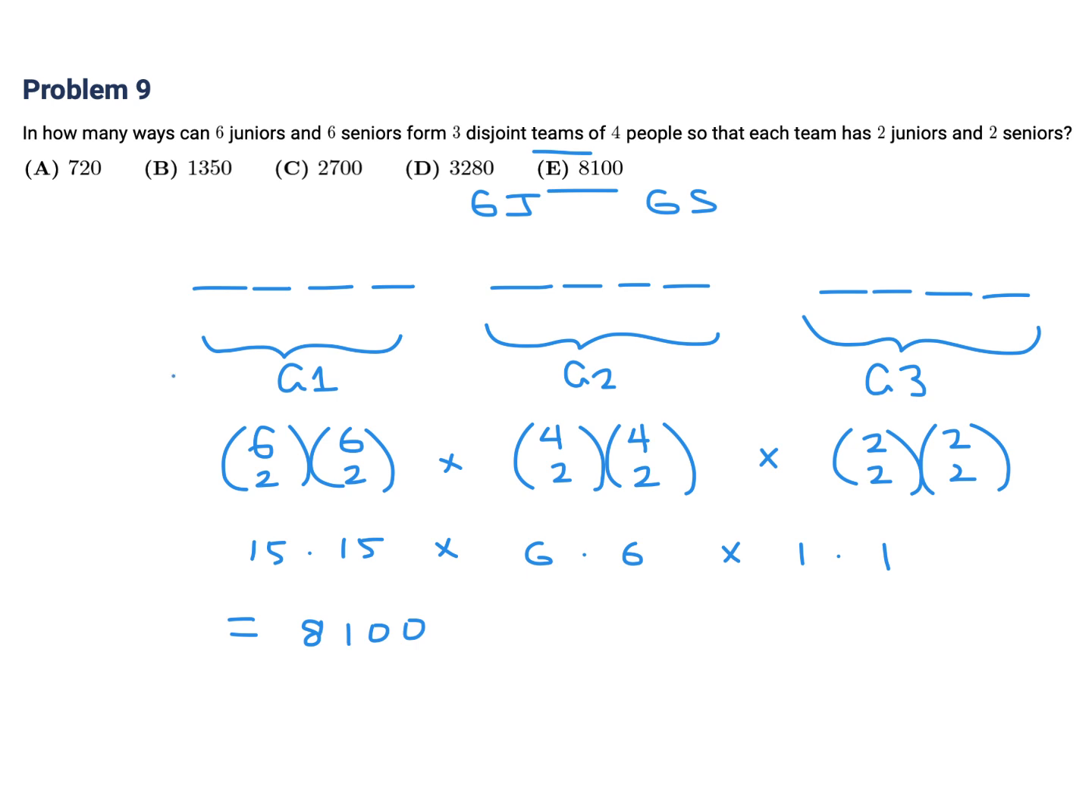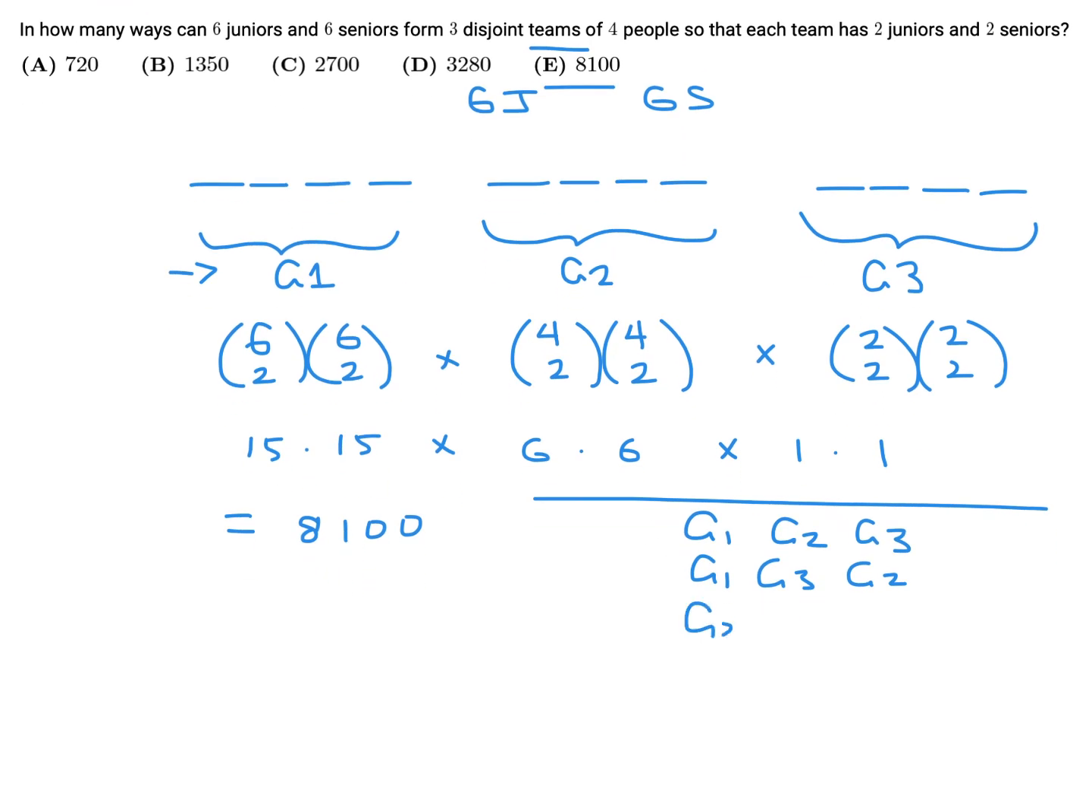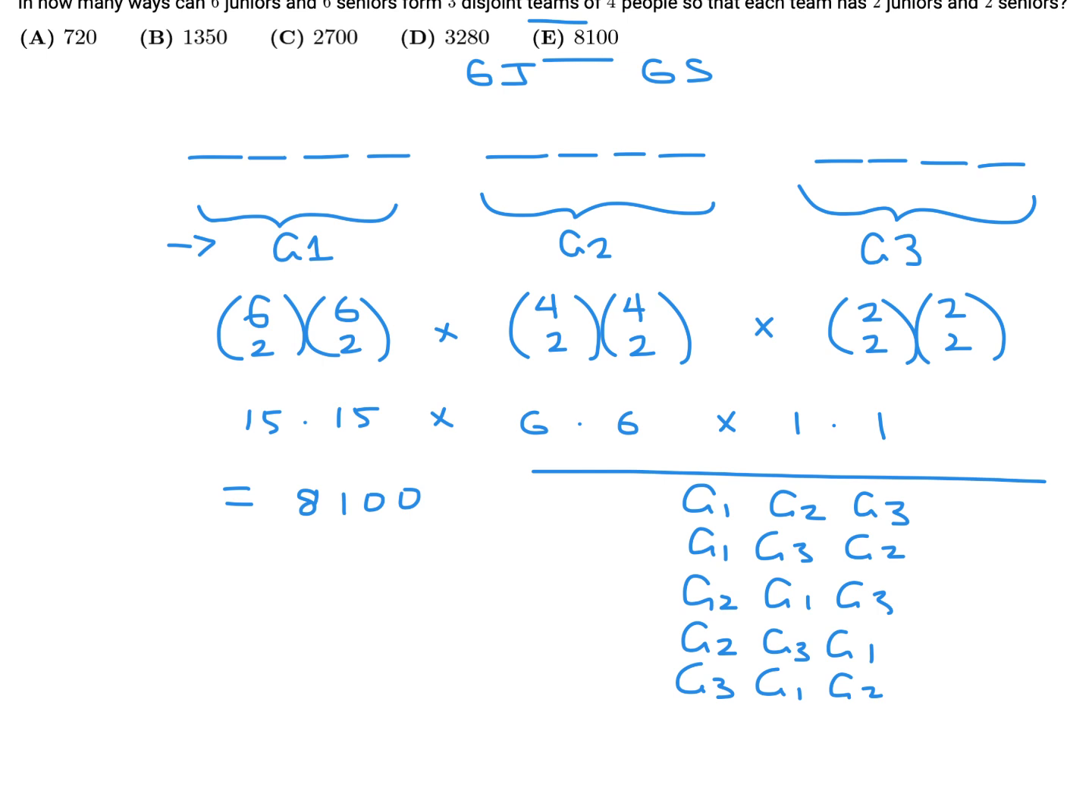The reason we've overcounted is because this has permutations. So G1, G2, G3 has 6 permutations. It could be done in different orders. It could be G1, G3, G2, and so on, right? G2 could come first. G2, G1, G3, G2, G3, G1, G3, G1, G2, and then one more, G3, G2, G1. So 1, 2, 3, 4, 5, 6. Yeah. So the 6 permutations, and they're all the same.